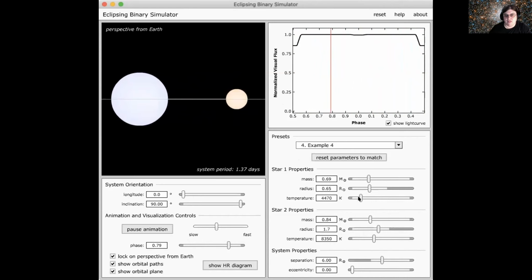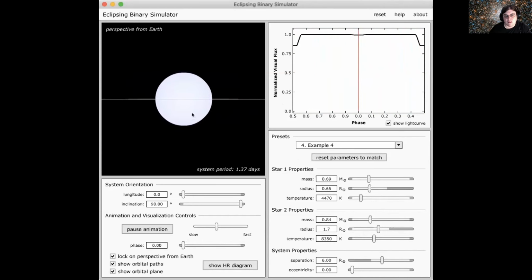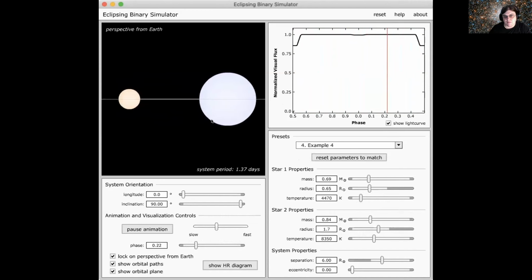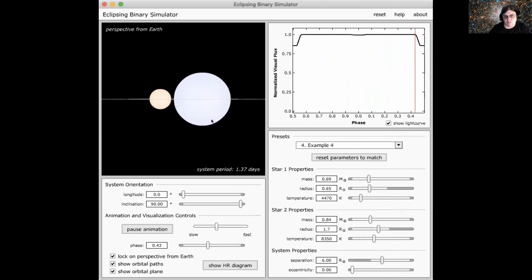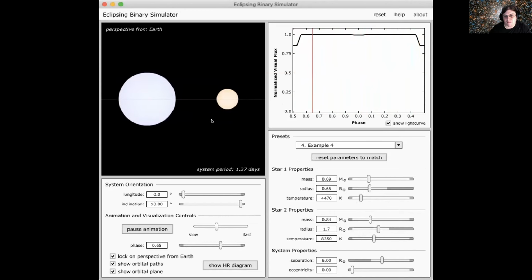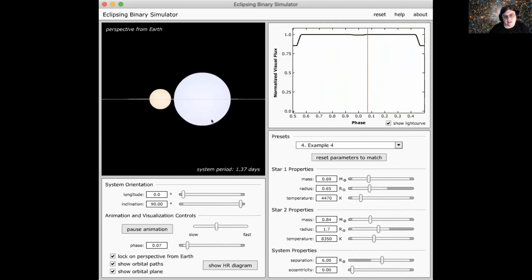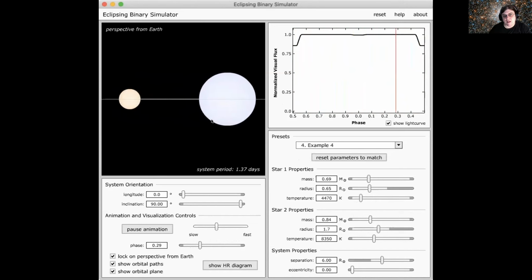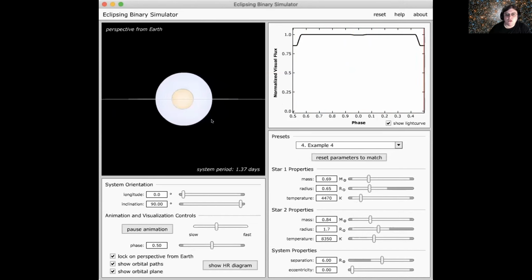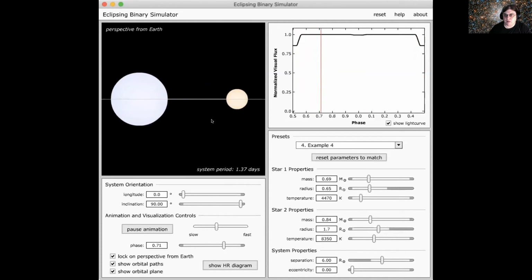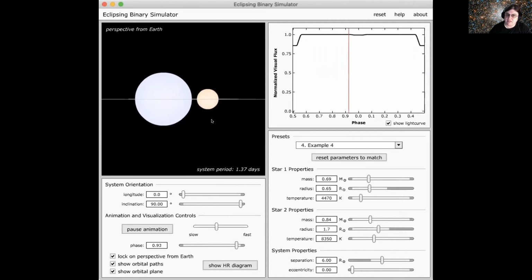Okay, that's roughly the same. Now, the big blue star in front makes a little eclipse. Big red star, or small red star, in front makes a big eclipse. So the thing that's in common with those two things is that when the cooler star is in front, we get a bigger eclipse. When the brighter star is in front, we get the little eclipse.